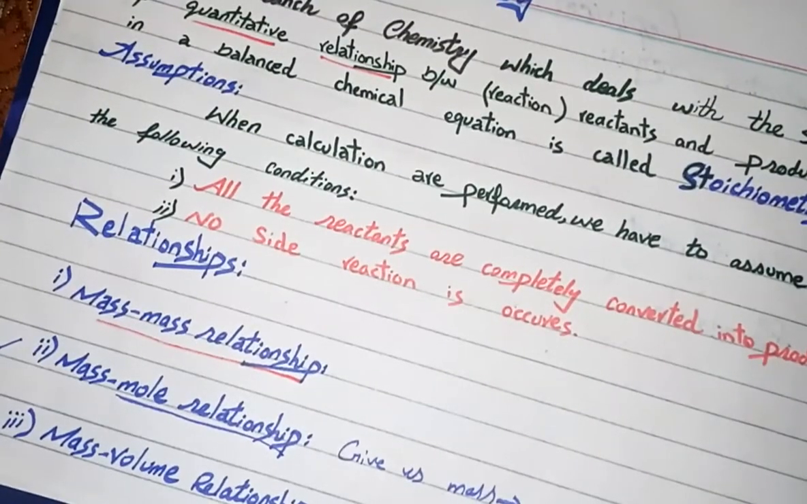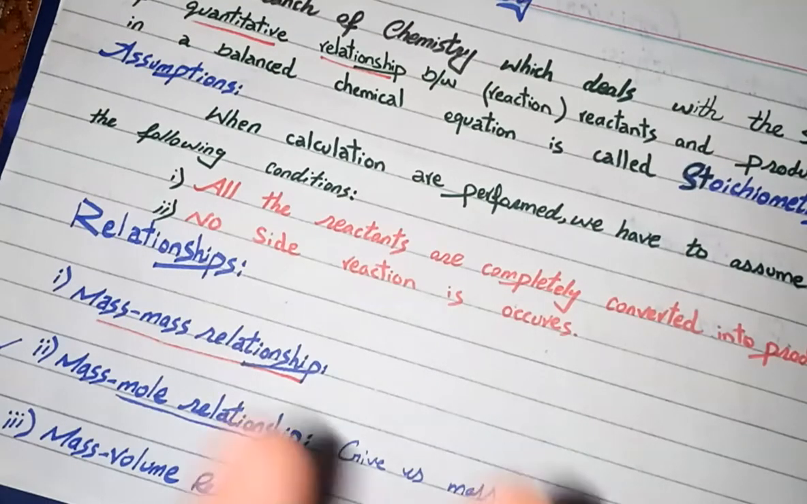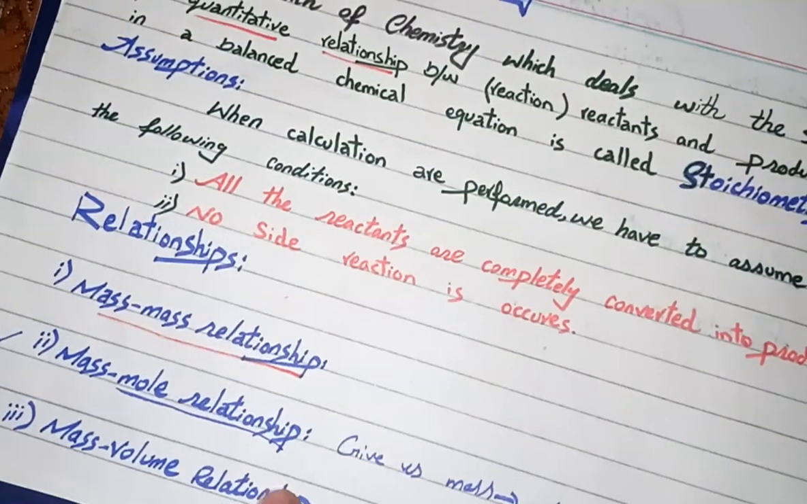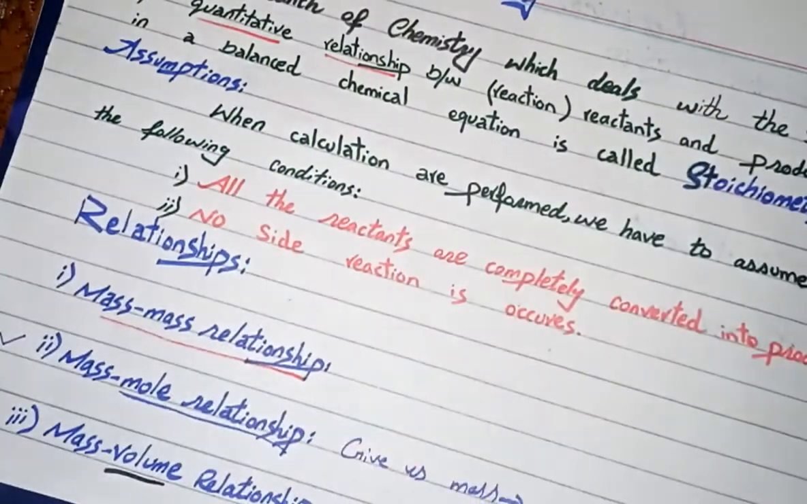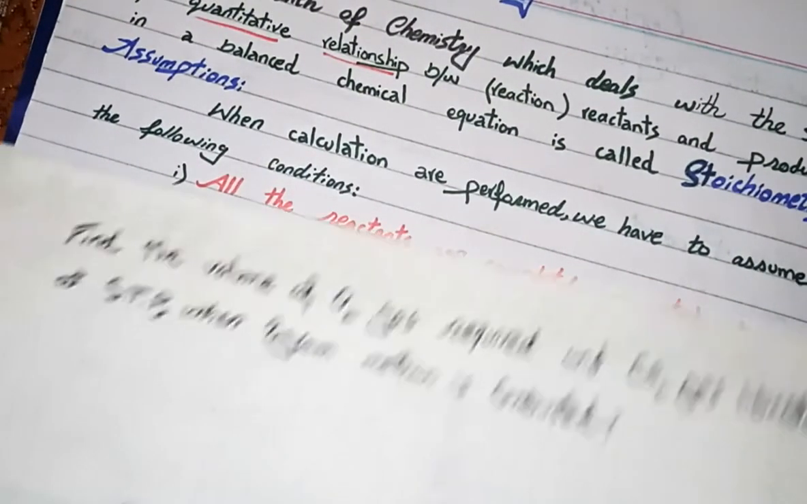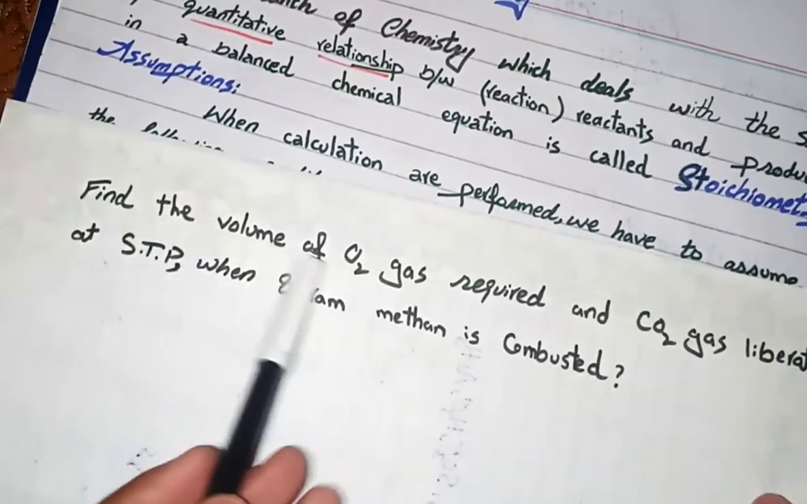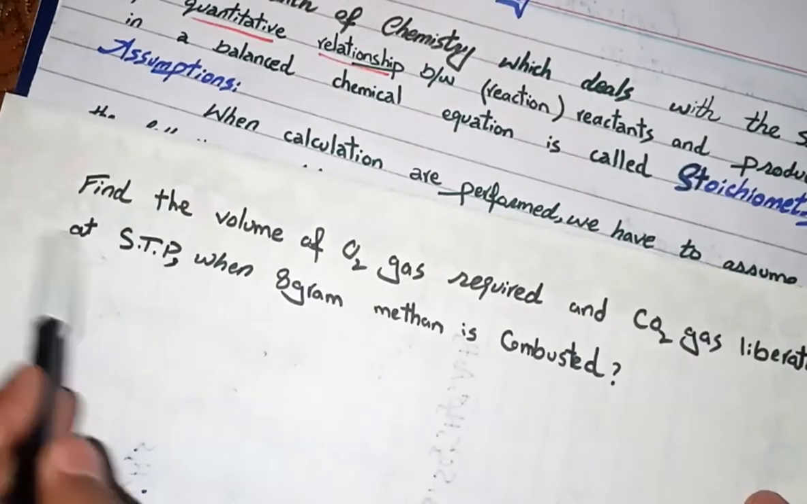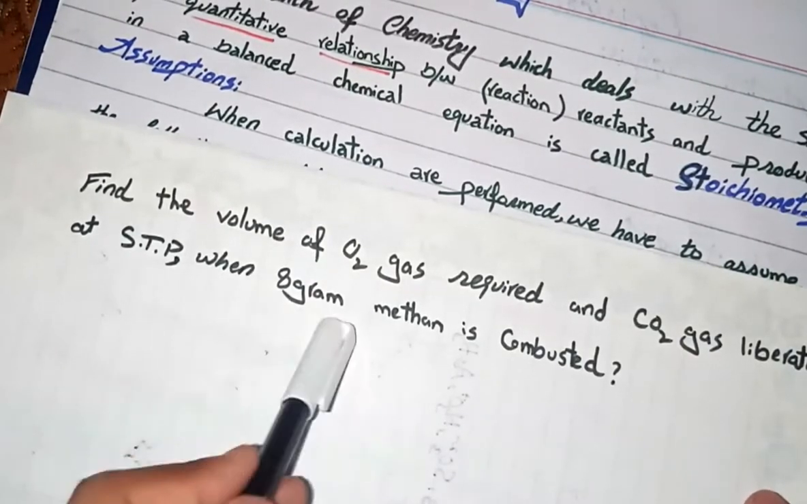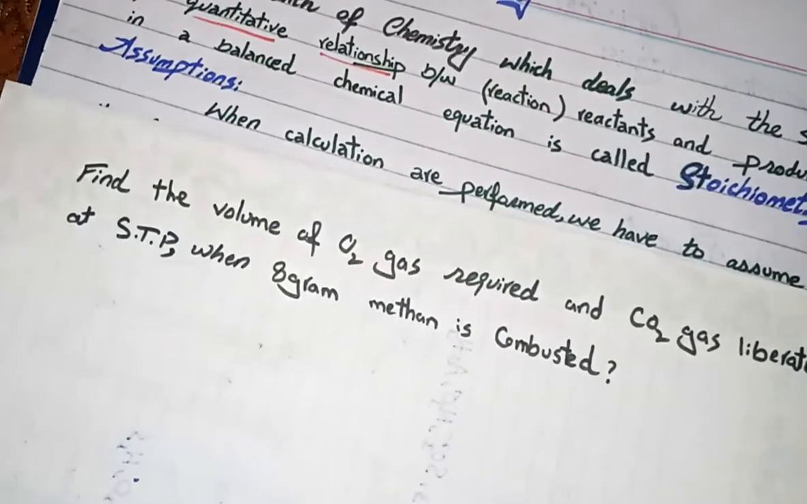Now we discuss the last relationship, mass volume relationship. In this relationship, if we are given the mass of one substance, we can calculate the volume of another substance and vice versa, in the presence of a chemical equation. Now we explain with one example: find the volume of oxygen gas required and carbon dioxide gas liberated at STP when 8 gram methane is combusted.